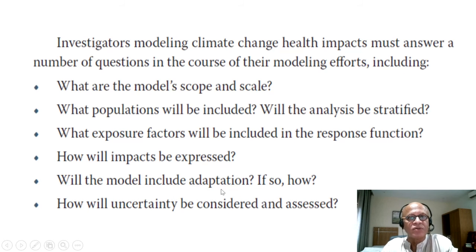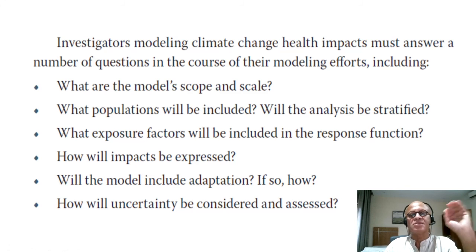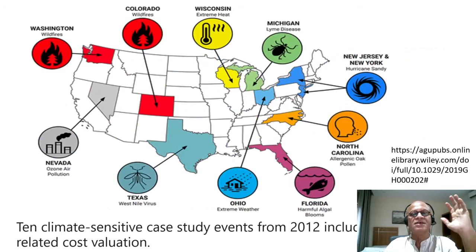If so, how? How will future health impacts depend on adaptation? How will uncertainty be considered and assessed? This is very critical. These obviously become choices by modeling groups, which depend on various factors.